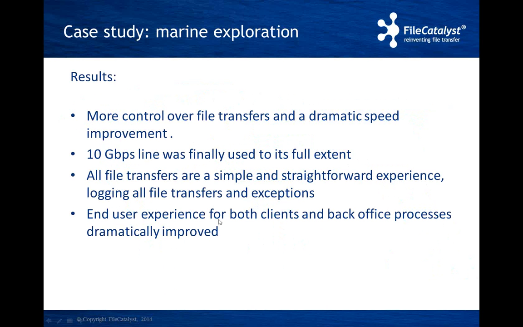So what happened? Well, they gained more control over file transfers. First of all, they saw a big speed improvement, and they were able to control exactly what transfer is going at what speed. That's another thing with the acceleration: you can control the speed of your transfer in real time. So if something is less important, you can slow it down to give your bandwidth to other transfers. The 10 gig line between London and Houston was finally maximized, and they were able to use the full extent of that line. Getting a 10 gig line is a pretty big venture, so being able to maximize it was a big plus for them.